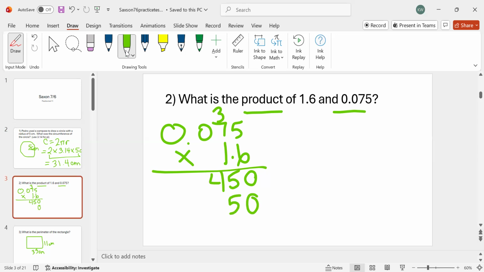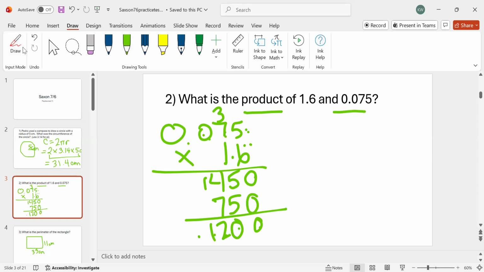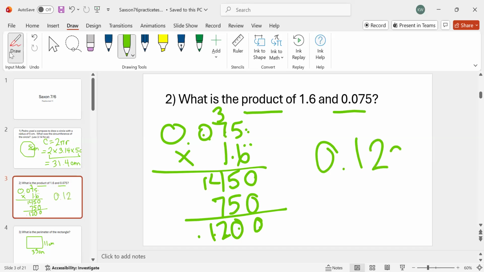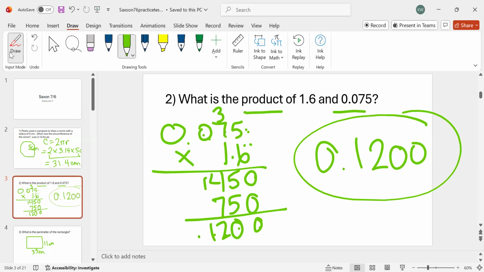1 times 5 is 5. 1 times 7 is 7. And then 0 and 0. Now we can count here. 1, 2, 3, 4 decimal places. Oh, first we have to add these together. 5 plus 5 is 10. Carry the 1. And then that's 12. And we've got 1, 2, 3, 4 decimal places. So 0.120 for the answer.